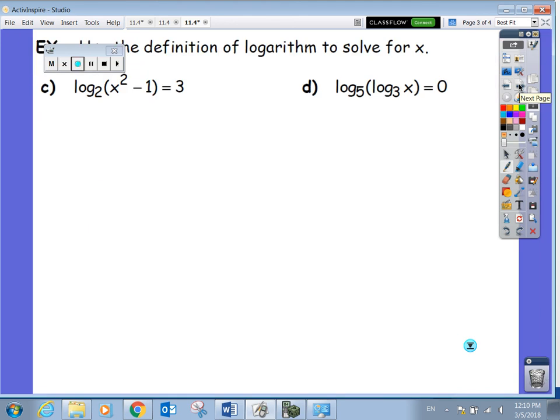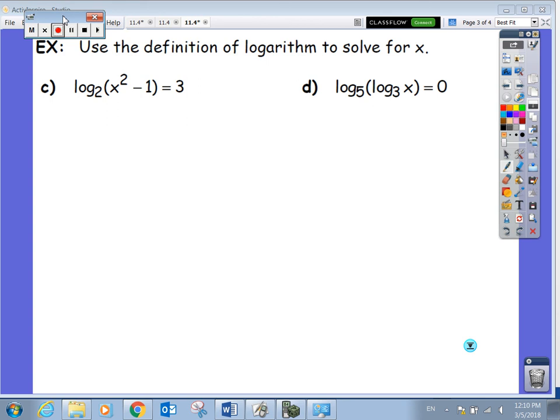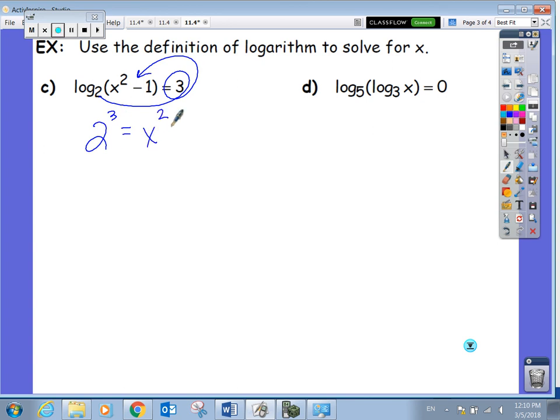Here's one where the argument is not just a single x or a number. It's a polynomial, but we still do this the same way. 2 to the 3rd is going to equal the argument. So 2 to the 3rd equals x squared minus 1. Now from here you can do this a couple different ways. You can bring the 2 cubed, which is 8, over and factor, or you can bring the 1 over and solve using square roots. If you solve using square roots, you just have to remember when you take the square root of something, it's plus or minus. Cube root, not plus or minus. It's either plus or it's minus. Square root, fourth root, it's plus and minus.